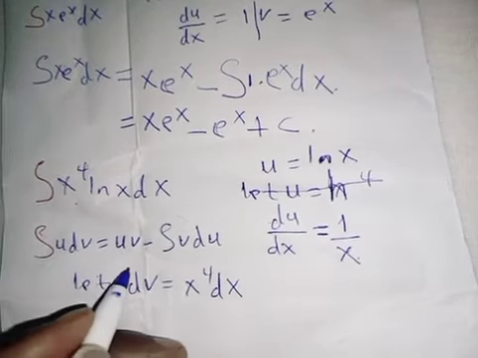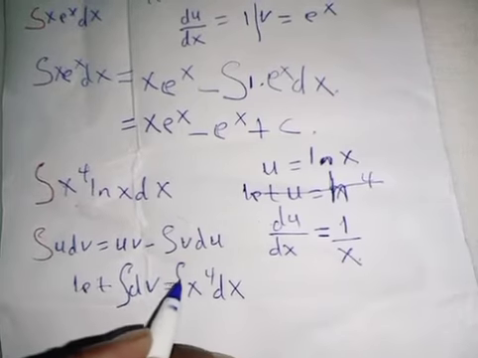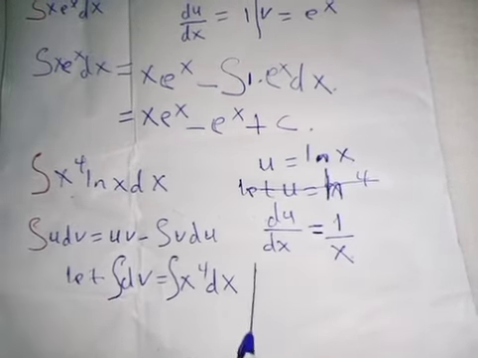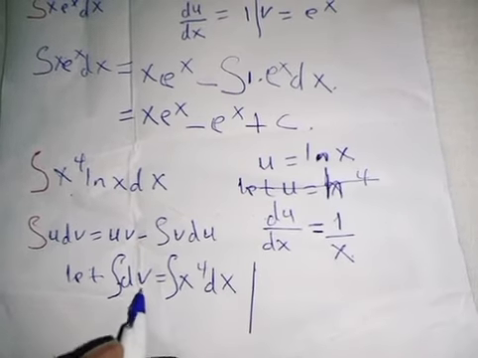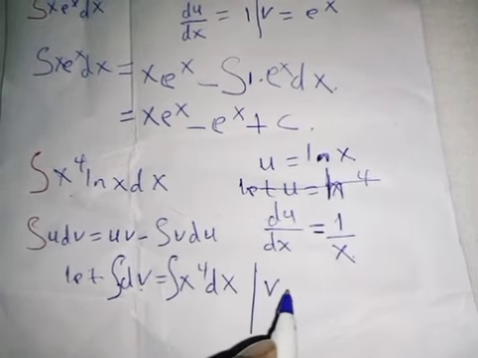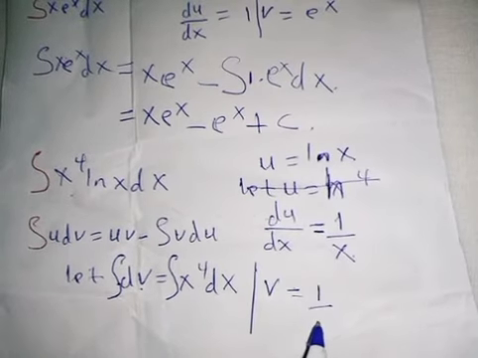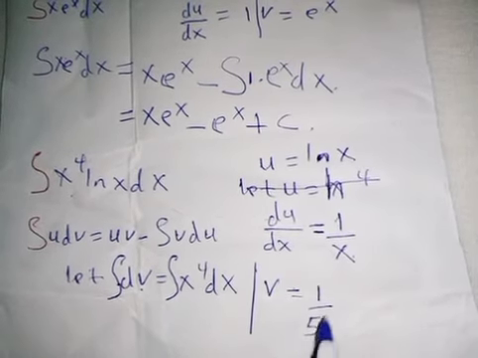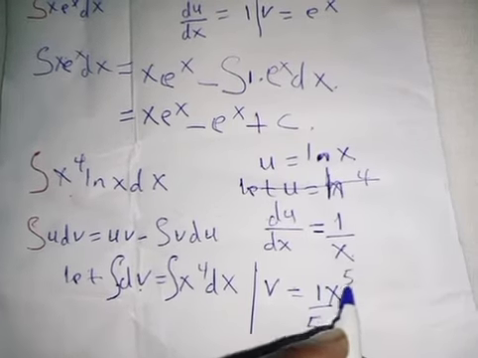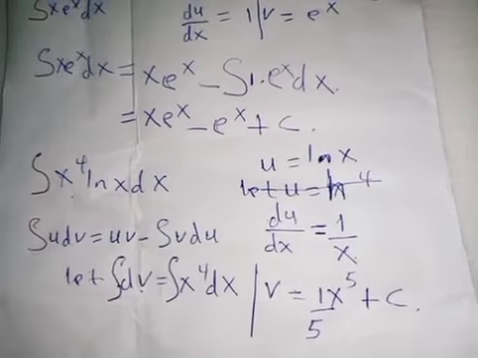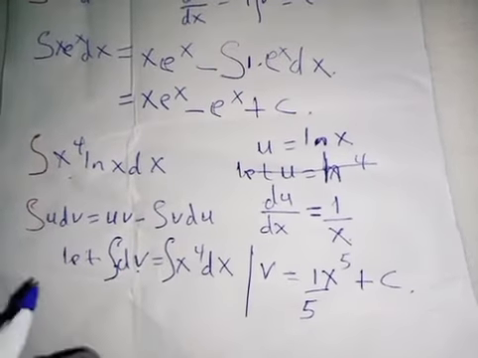Then we integrate both sides here. When we integrate, v is equal to 1 divided by 5, x power 5, plus c. Then from there we come and substitute into our formula.